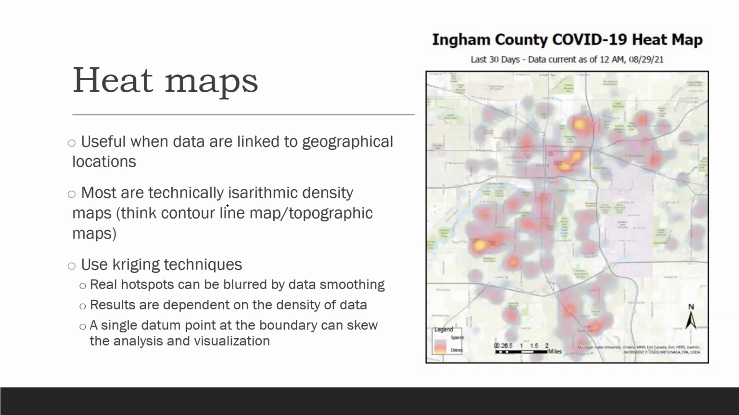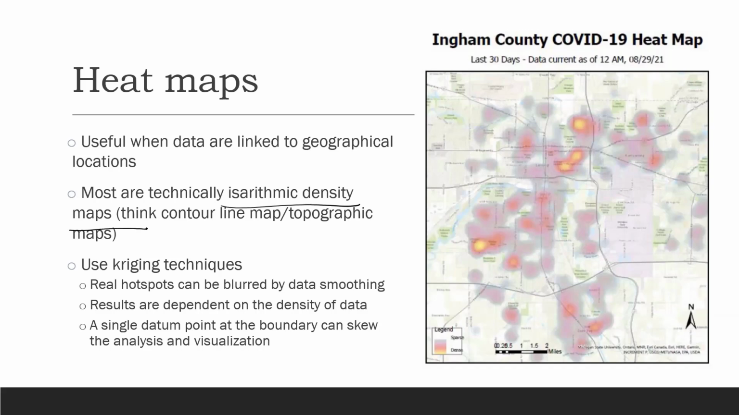So they're really isoarithmetic density maps, or think about contour lines on a topographical map. And we can look at data. This is actually using zip code data. So what they've done is they've taken the zip code data for a particular zip code, and the adjacent zip code, and they do what's referred to as kriging, which is a statistical smoothing technique to try and link that data by, as I said, contour lines.